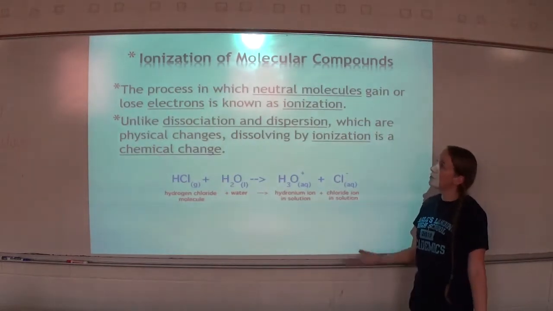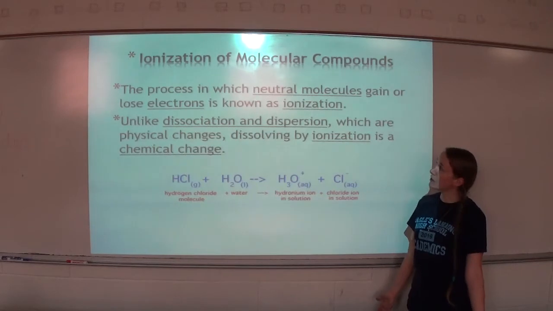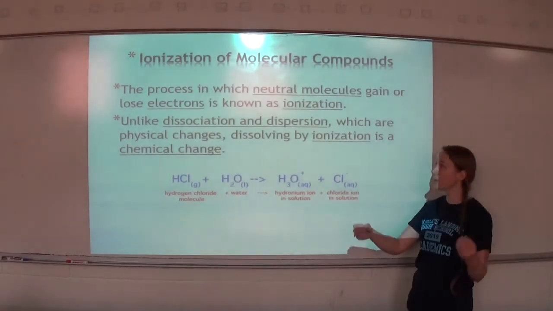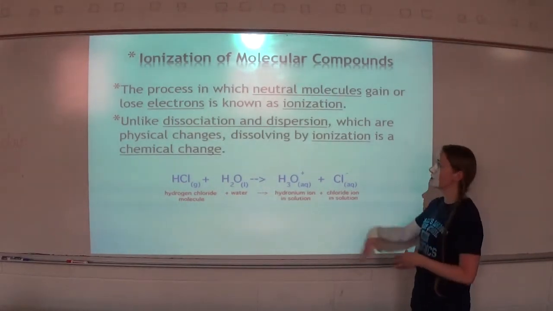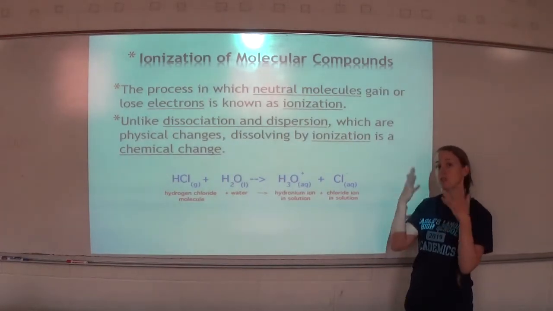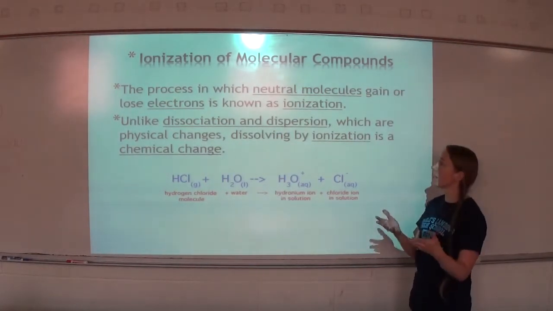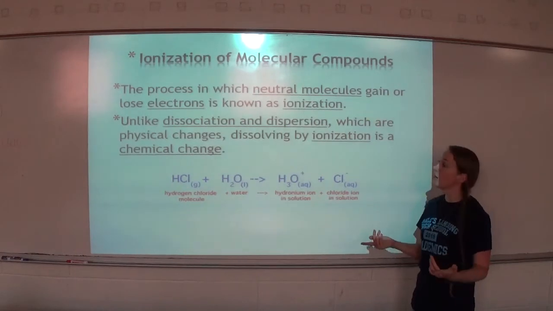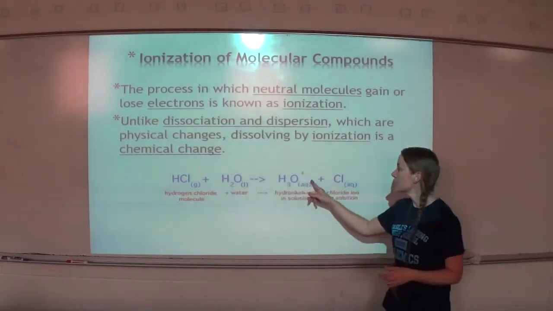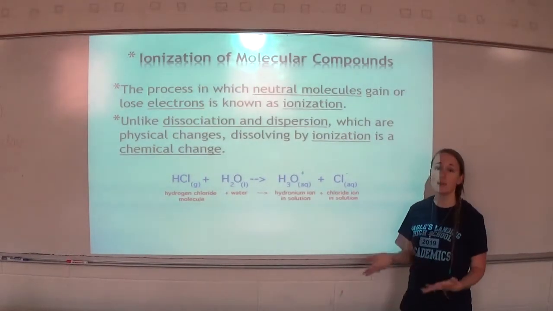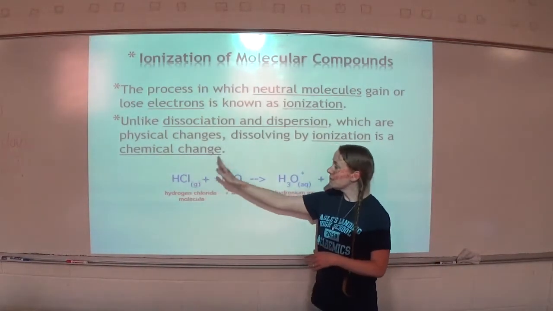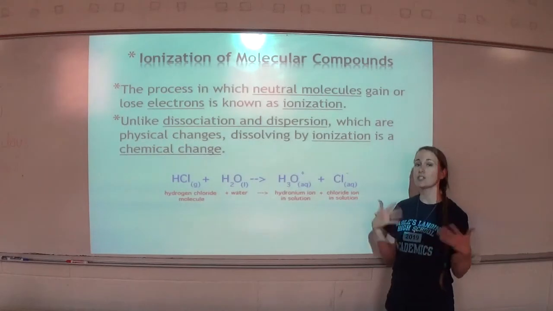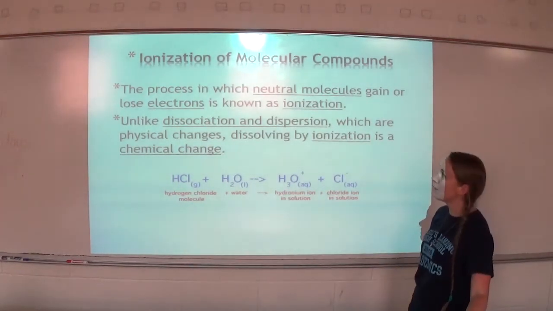And then ionization. The process in which neutral molecules gain or lose electrons is known as ionization. Unlike dissociation and dispersion: in dissociation we just pulled two ions apart. In dispersion, they kept their normal charges; we just break down molecules into smaller particles, but it's still the same molecules, which are physical changes. Dissolving by ionization is a chemical change, because we're actually changing the charges of the substances. For example, if we have HCl and we put it into water, it becomes H3O plus and Cl minus. So it's actually changed into new substances, or changed composition.